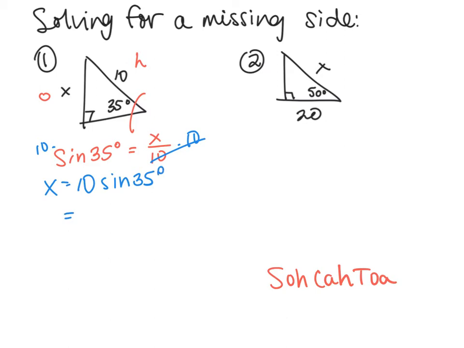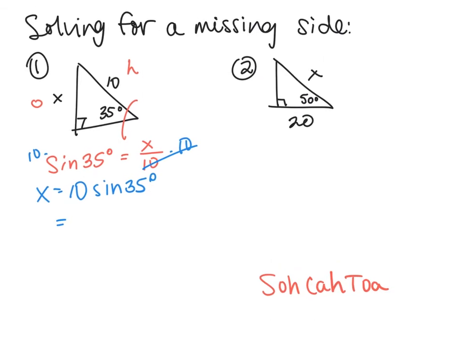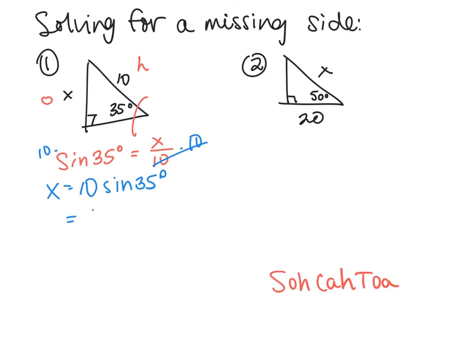And keep in mind, this is 35 degrees, so that means your calculator should be in degree mode. And in this case, if you plug in your calculator, you get 5.7 as your answer. Now in the second case, I included it because the placement of the variable switches.